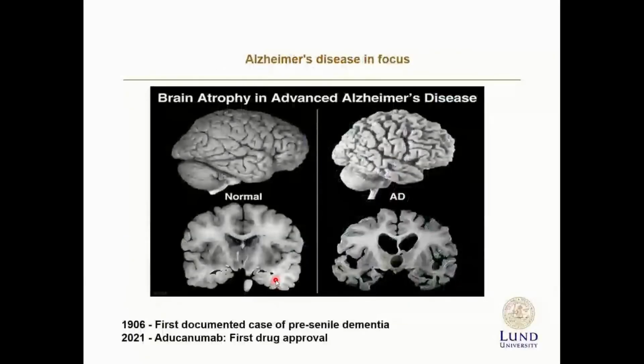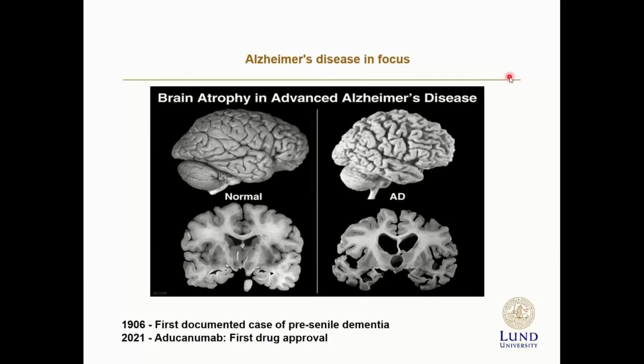So a little bit about Alzheimer's disease. I'm working in the Alzheimer's disease area. Alzheimer's disease is a very common disease. Every 10th person develops Alzheimer's disease after 80 years. And unfortunately, this is a very severe disease when patients lose neurons and lose memory. The first case was described in 1906.